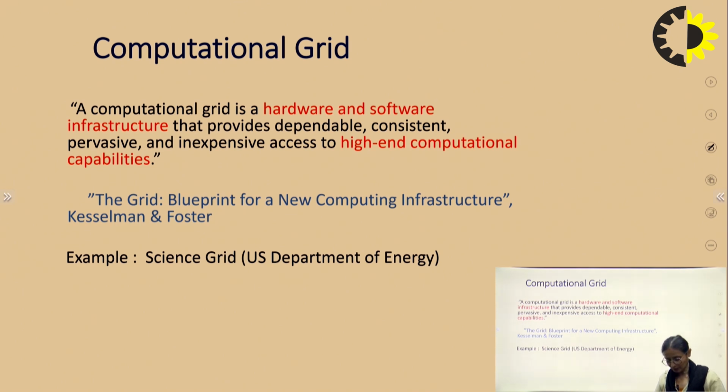We have come across in previous slides two terms. One is computational grid and another one is data grid. Now let's see what is a computational grid. A computational grid is a hardware and software infrastructure that provides dependable, consistent, pervasive, and inexpensive access to high-end computation capabilities. That is, we are using the computation resources. The paper is "The Grid: Blueprint for a New Computing Infrastructure," published by Kesselman and Foster.